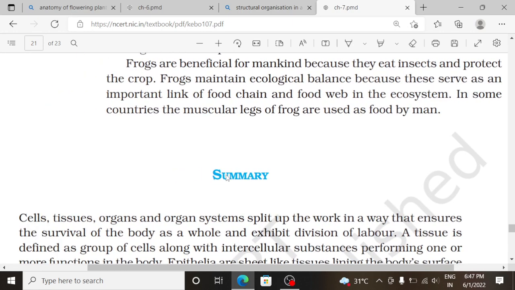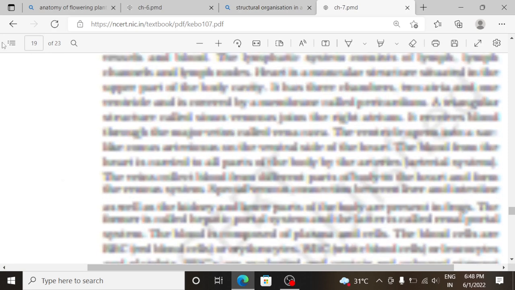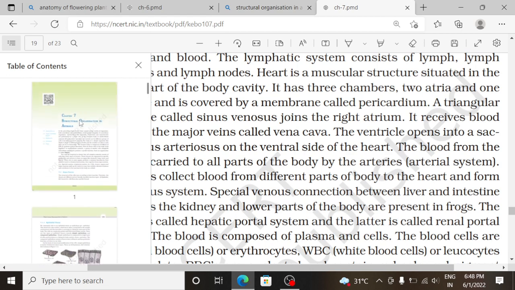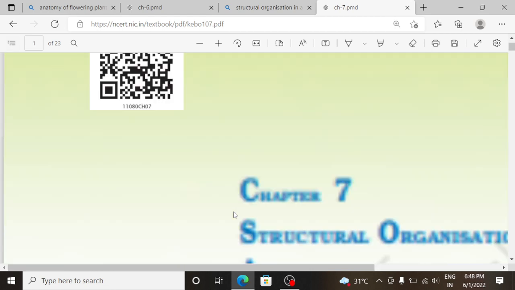Now, let us see the diagrams of these lessons. Okay, so from the first page, we'll see the diagrams. Okay, so we'll clear all the concepts here.